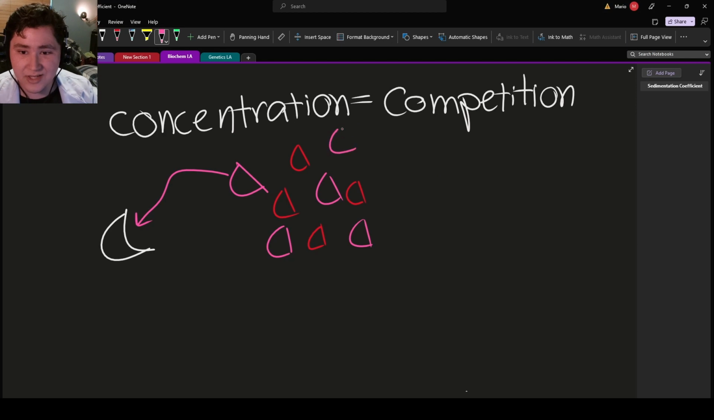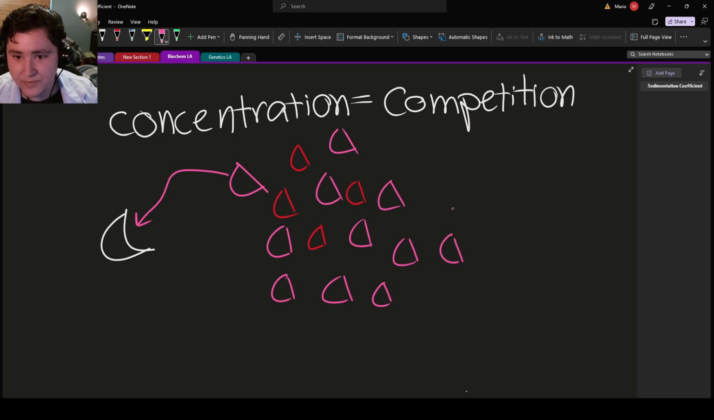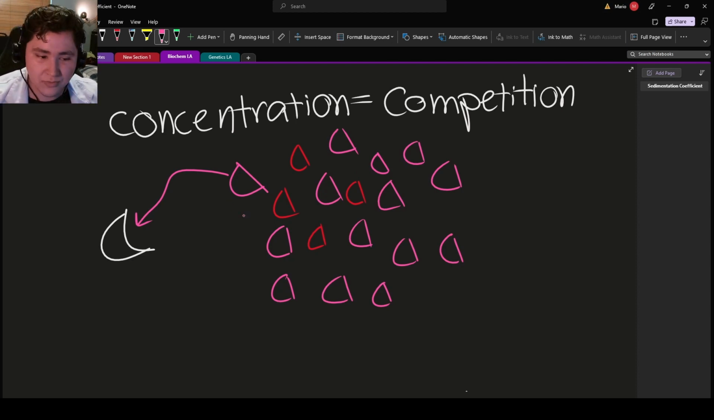Just continue to increase the concentration of our substrate. If we continuously increase that concentration, eventually we'll overcome the effect of this inhibition because we'll just have a much greater chance of our substrate actually binding to our enzyme.